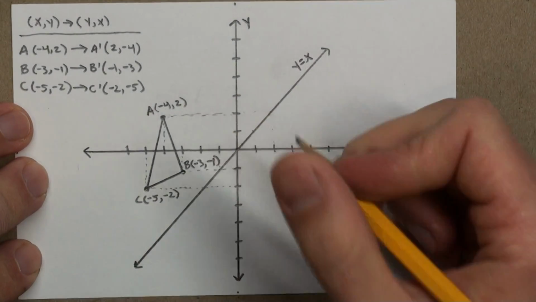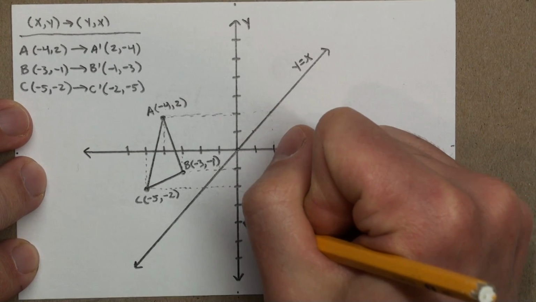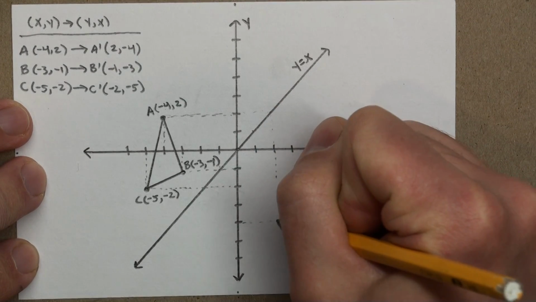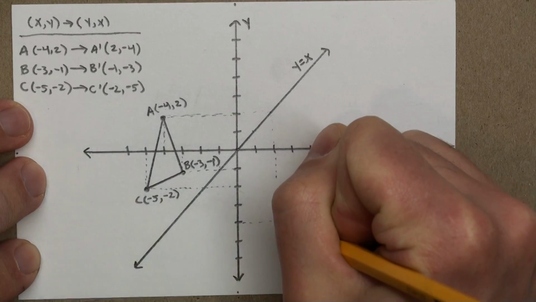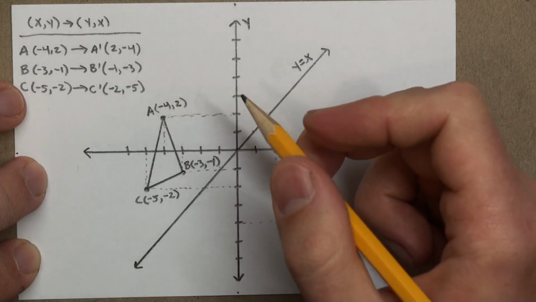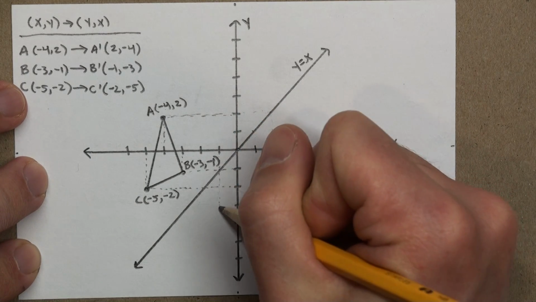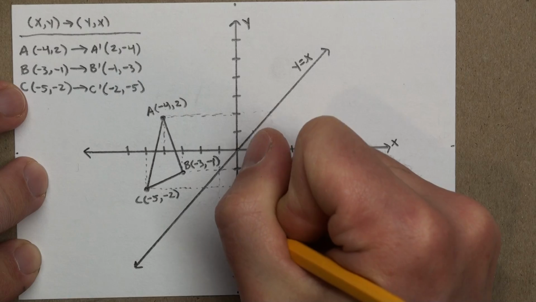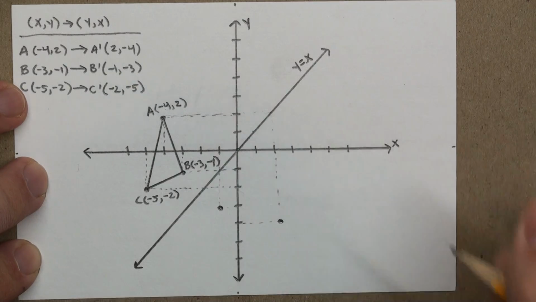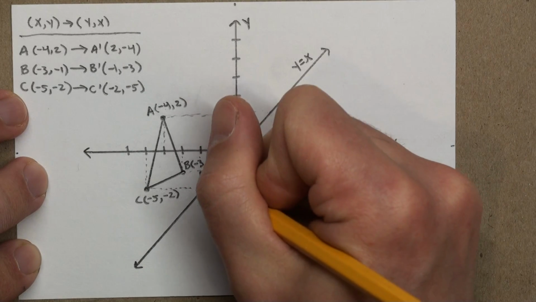So A prime is 2, -4. B prime is -1, -3. And C prime is -2, -5.